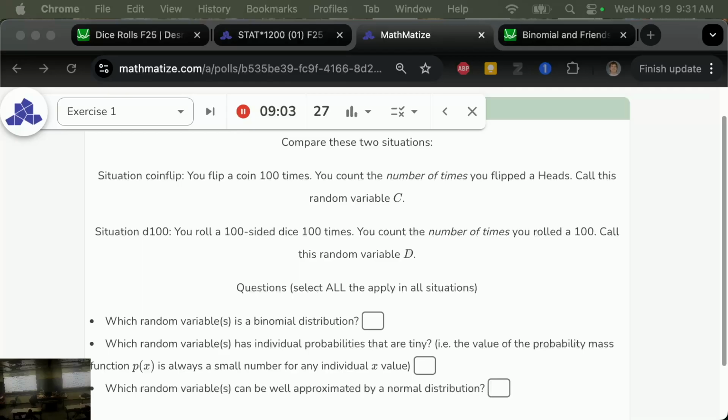Any other questions or comments or anything before I set you loose on this problem? All right, let's give everyone a minute or two to think about these two situations and what we know about them so far.